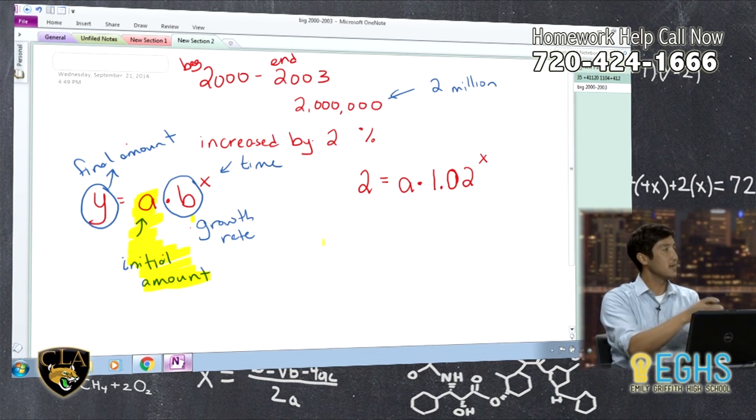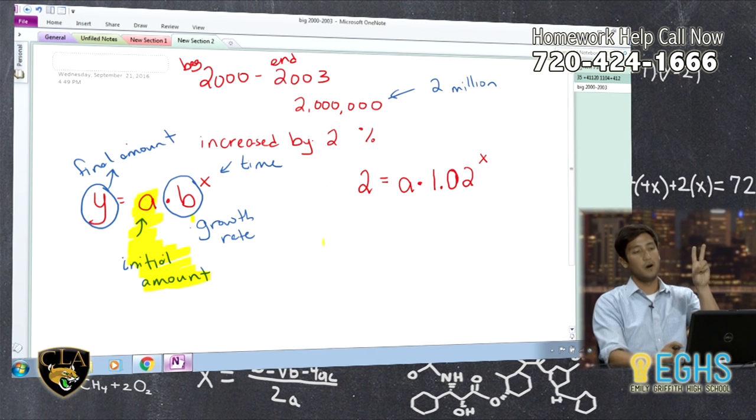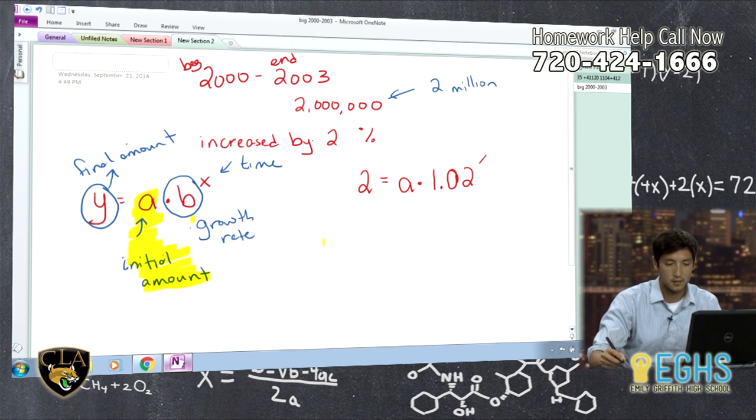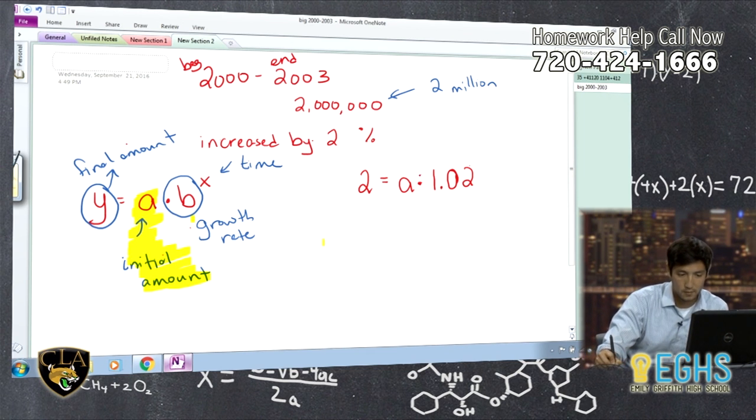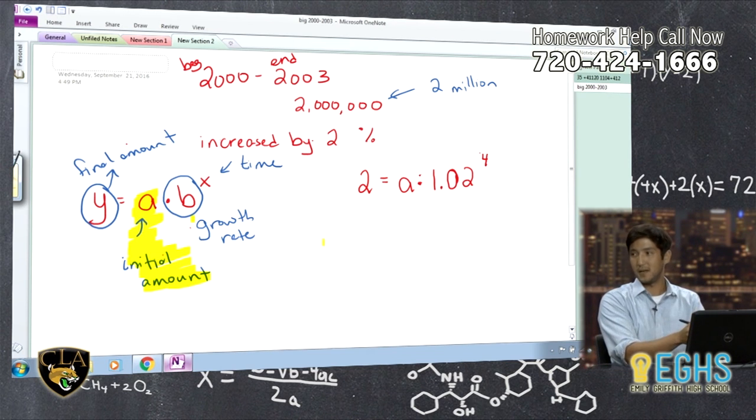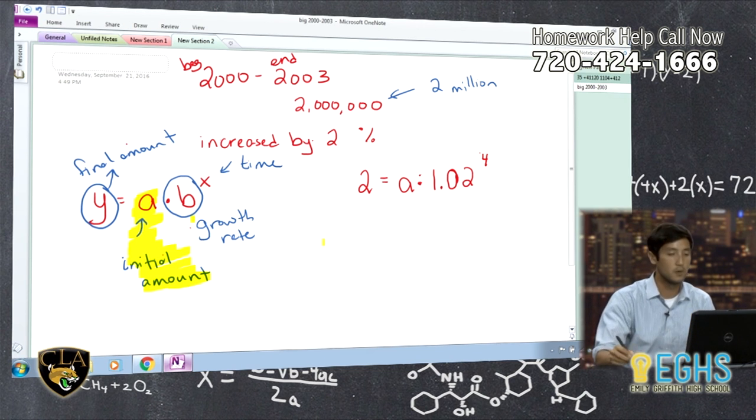Beginning of 2000 to the end of 2003, my first thought might be, oh, it's 3 years, right? But we said the beginning of 2000, so all of 2000 is 1 year. All of 2001 is 2 years. All of 2002, and we have all of 2003. So we're actually talking about 4 years. So I'm going to put a 4 up here. You have to be really careful about that because we said beginning of January to end of December, so just think that through.